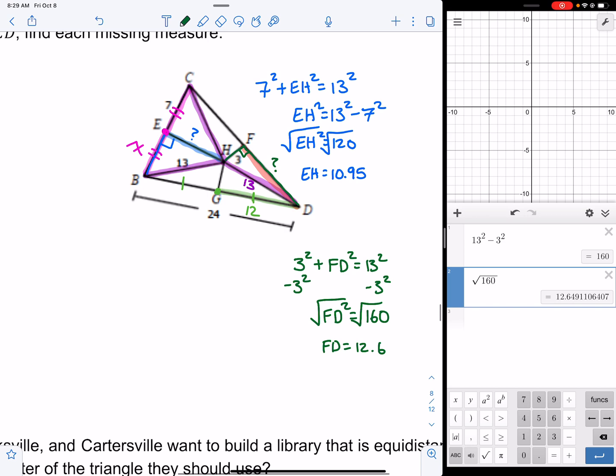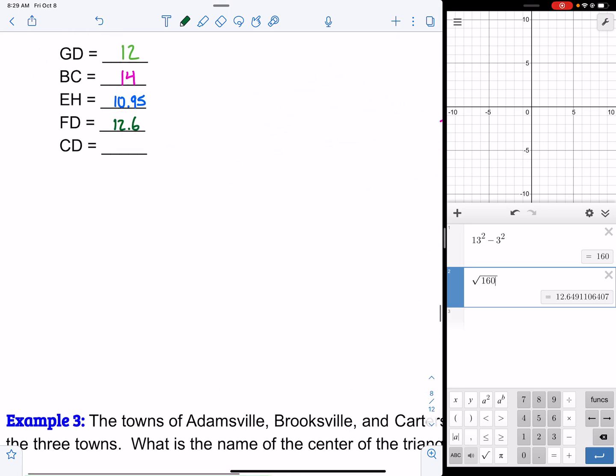And then they want to know CD. So now we can figure that out pretty quick, because if this one is 12.6 for FD, and F is the point where it's bisected, then we know that these two segments are both 12.6. So 12.6 plus 12.6 would be 25.2.